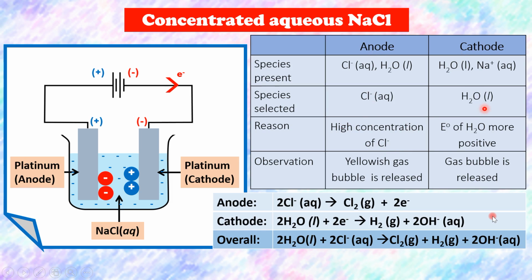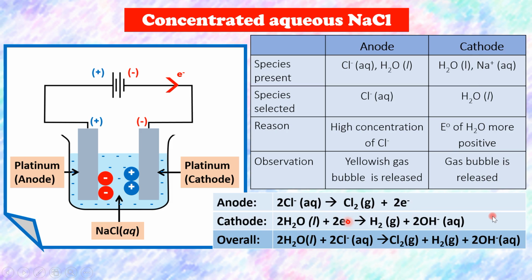At the cathode, liquid water is selected to be discharged because E0 of H2O is more positive. We can see a yellowish gas bubble is released at the anode, and a gas bubble is released at the cathode. This is the half equation at the anode and at the cathode.